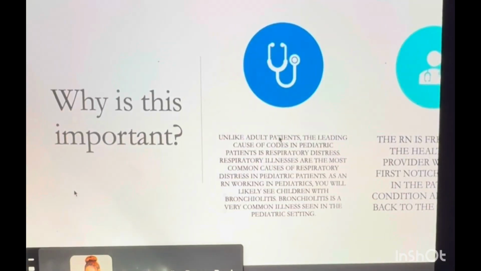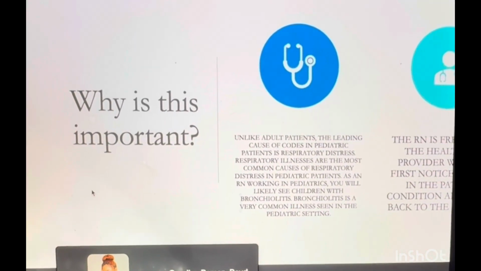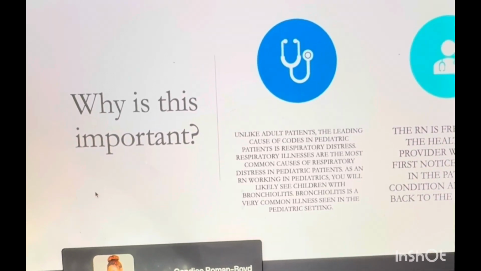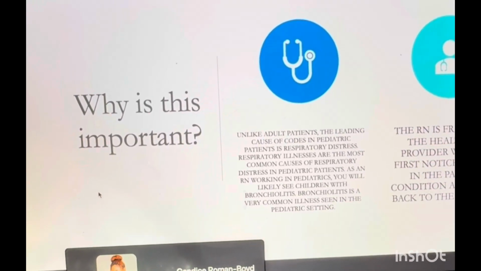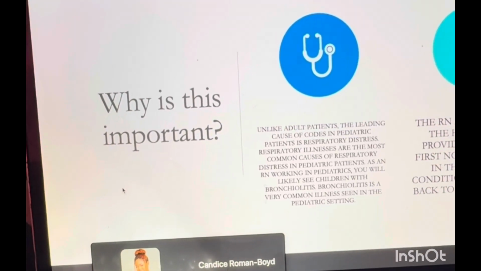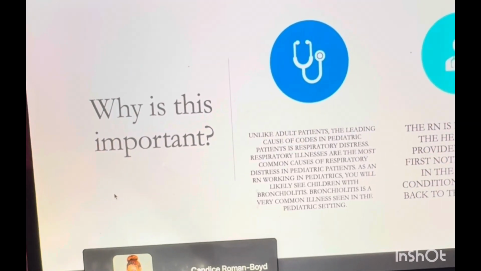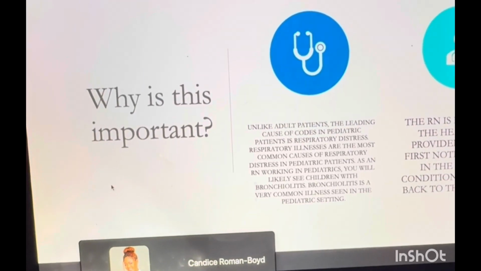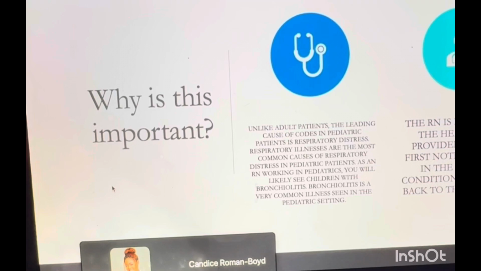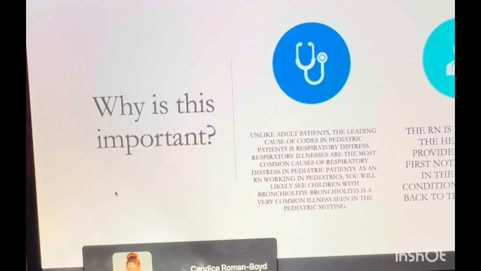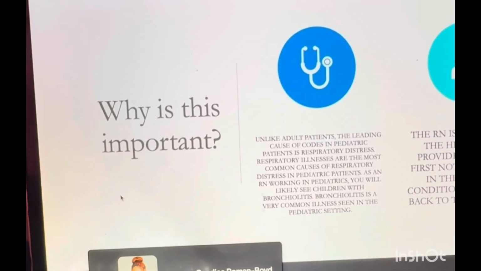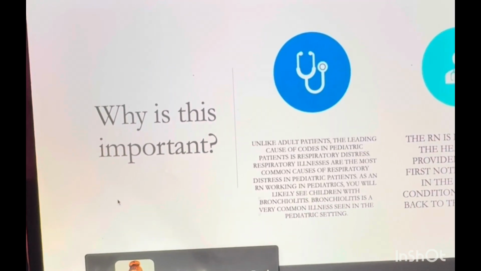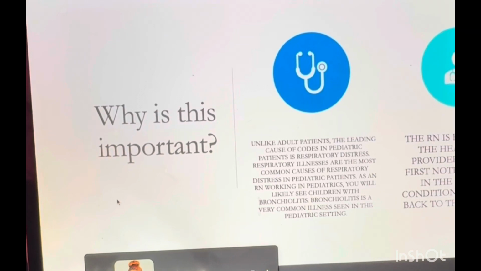Okay. So why is this important? I know in adult nursing, they have other causes of cardiac arrest. But for kids, the most common cause of cardiac arrest is respiratory distress that progresses, that's not treated properly. So it's very important for registered nurses to be able to recognize the signs of respiratory distress, and be able to identify them before the kids get to the point where they're coding.